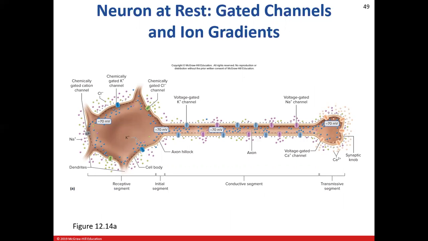So this is a graphic of our neuron at rest. This gives us a really good idea of where a lot of these channels are, from our chemically gated chlorine channels to our voltage-gated potassium channels, our voltage-gated sodium channels, and so on and so forth. It also shows us the receptive region, which is going to be the dendrites and the cell body. We have that initial segment, which is the axon hillock, that Y-shaped or V-shaped structure. We have our conductive segment, which is essentially the axon. And then we have the transmissive segment at the very end, with the axon terminal and the synaptic bulb, where we're actually releasing the neurotransmitters from the cell.